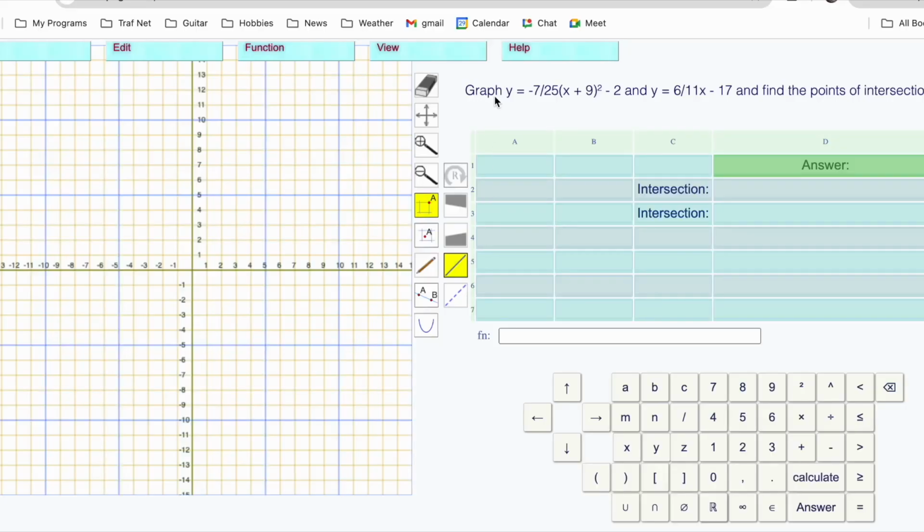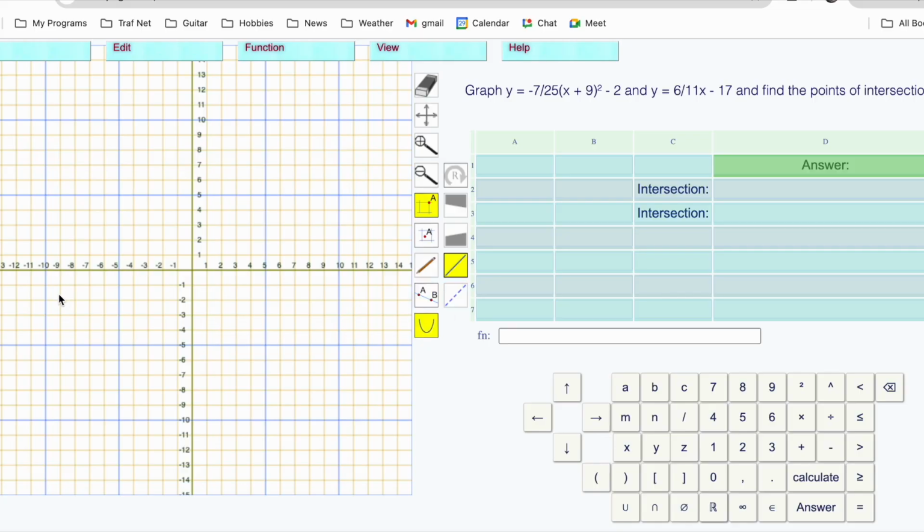Here's a level 15 type question. Graph y is equal to negative 7 over 25, x plus 9 all squared minus 2, and y is equal to 6/11 x minus 17, and find the points of intersection. The vertex, the h and k: the h is negative 9, because it's x minus h, it's the opposite of whatever this is, and the k is negative 2, so negative 9, negative 2.